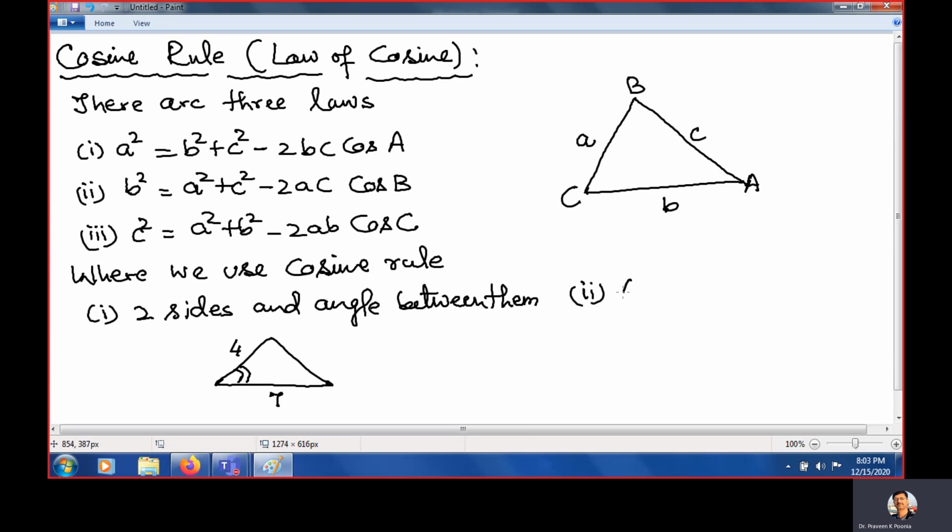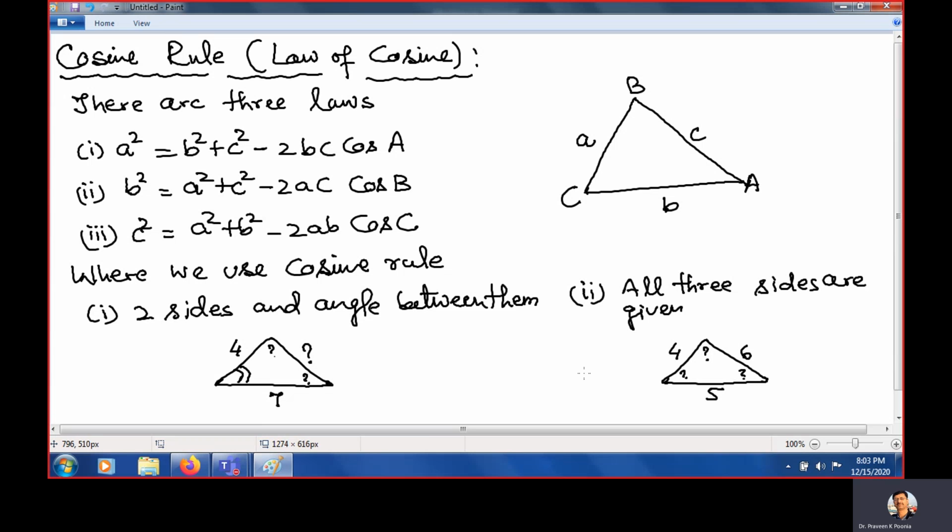Number 2: all three sides are given. Then we use the cosine rule. For example, the sides are 4, 5 and 6. All three sides are given, no angle is given. Clear? Here we need to find all the three angles.